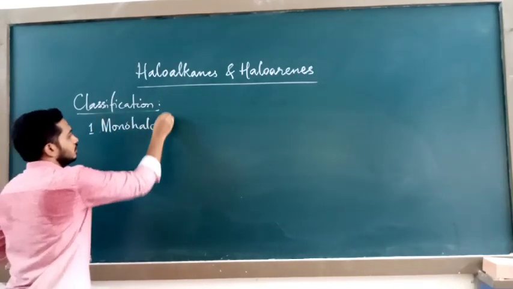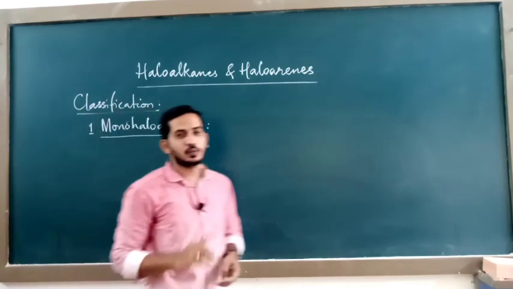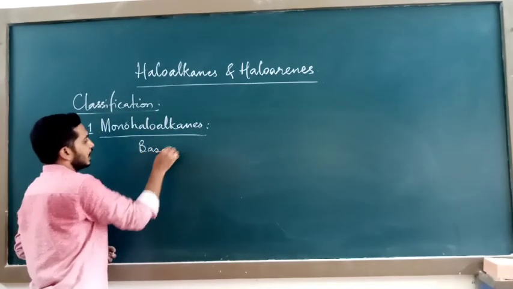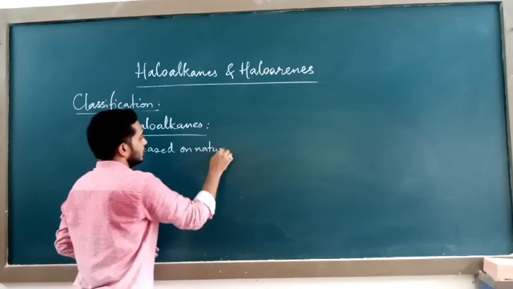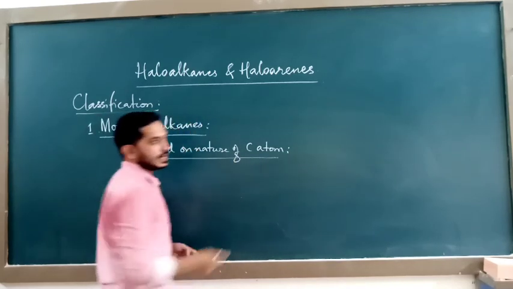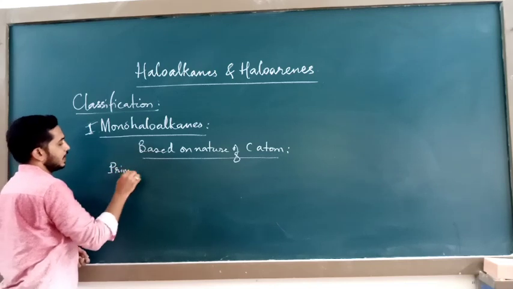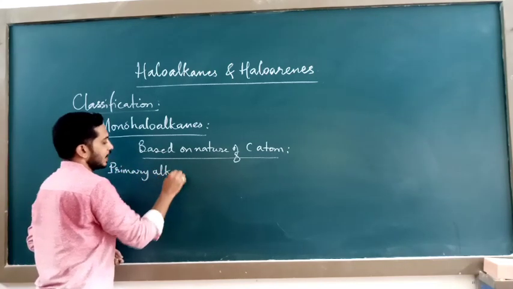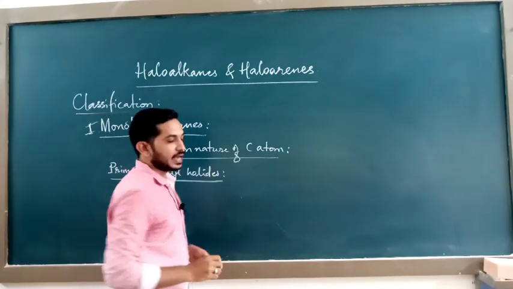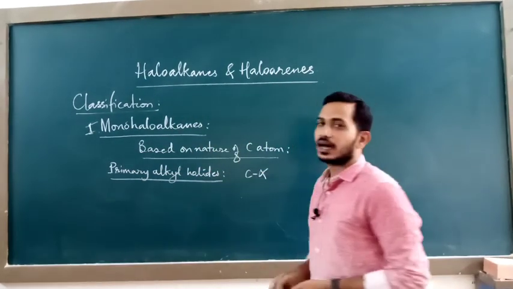Monohaloalkanes are those in which one hydrogen atom of an alkane is replaced by one halogen atom. They are again classified based on the nature of the carbon atom to which halogen is attached. They are of three types. The first type is primary alkyl halides, or primary monohaloalkanes. What are primary alkyl halides? A primary alkyl halide is the one in which halogen is attached to a primary carbon.